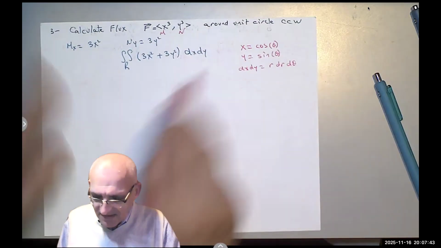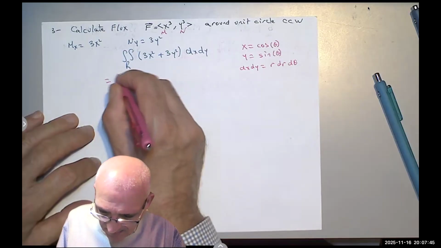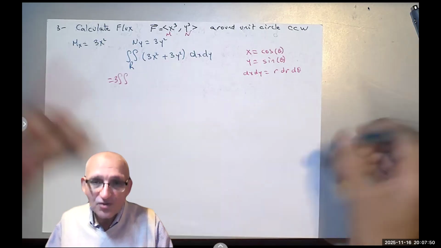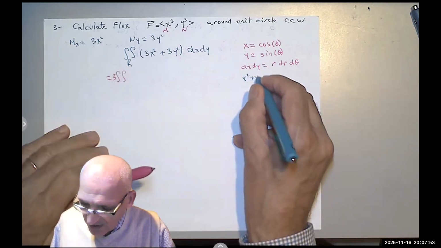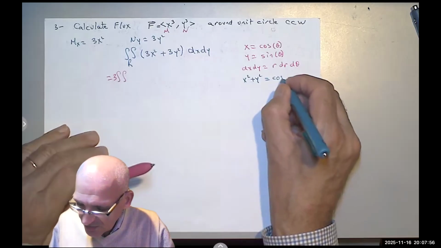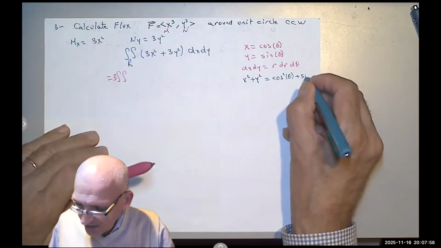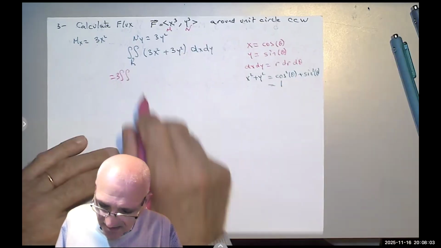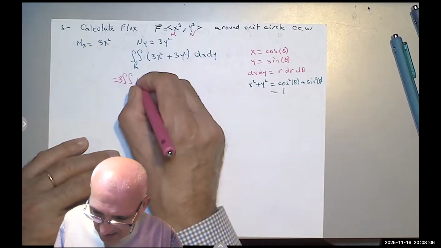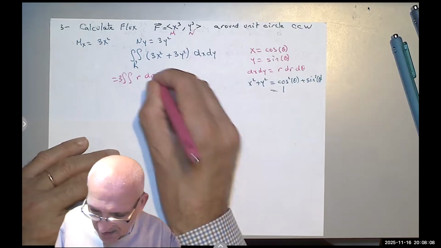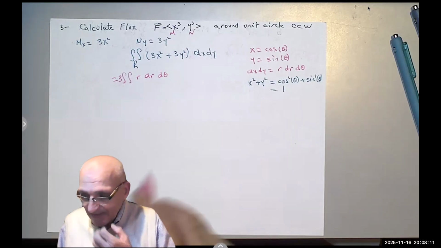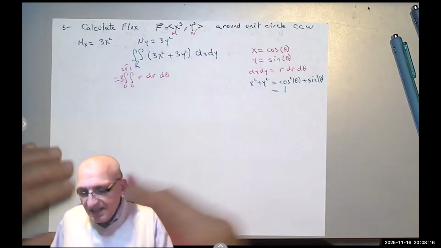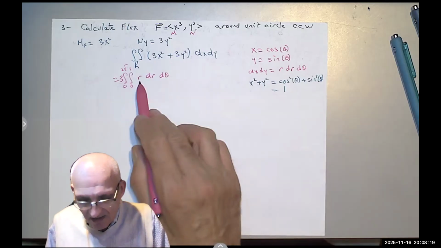So when I take this integral, I'm going to say it equals a double integral. I have a 3 as a constant, times x squared plus y squared. You already know that x squared plus y squared equals cos squared theta plus sine squared theta equals 1. So you get 1 times r dr d theta. r goes from 0 to 1. Theta goes from 0 to 2 pi. And again, that's really a very simple one.